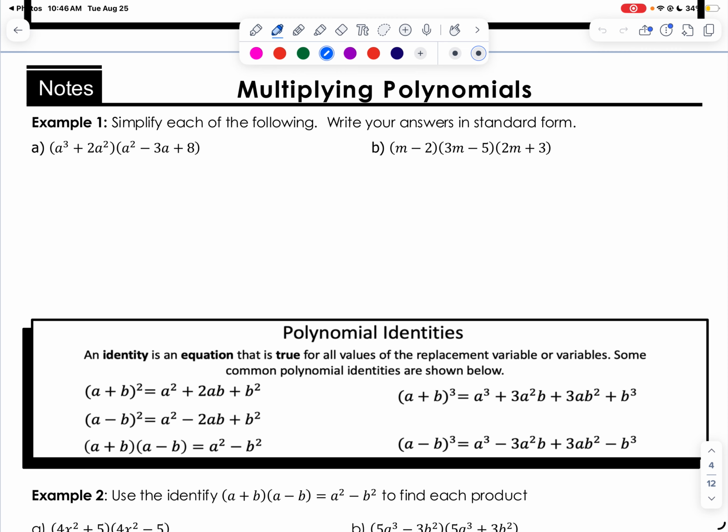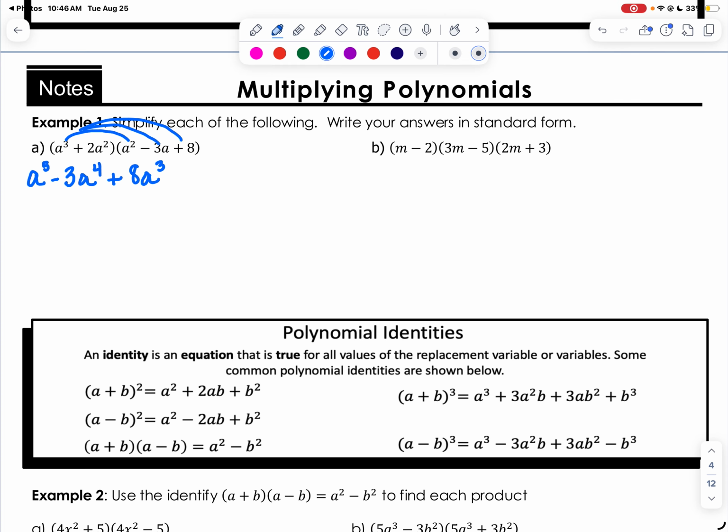So remember, when we are multiplying polynomials, we can use the distributive property, where we take the first term of the first polynomial and multiply it by each term in the second polynomial. So let's do that first. We have a cubed times a squared. That would be a to the 5 power. Then a cubed times negative 3a, which would be negative 3a to the 4. And finally, a cubed times 8, which would be 8a cubed.